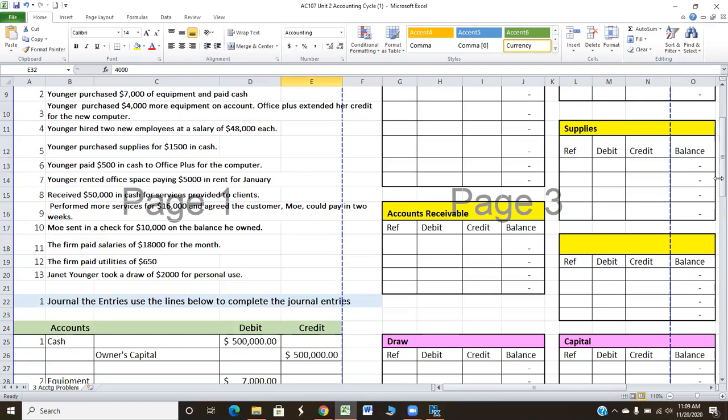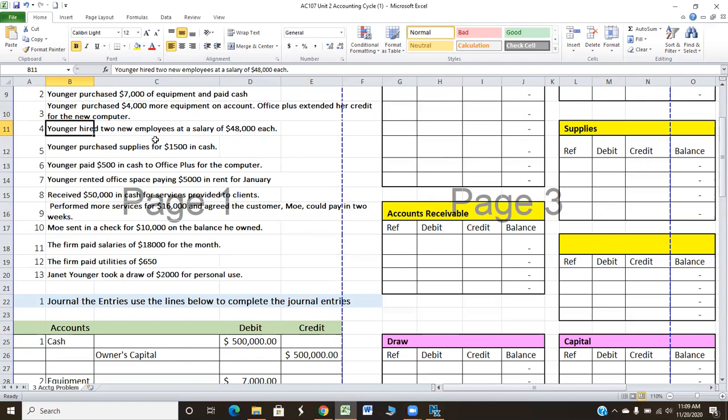That's why I never grade number four. If you put number four a journal entry, I don't mark it wrong. I don't take off points because it is a trick and it shouldn't be there. What this is telling us, though, just so you have an FYI as to why it exists, Younger hired 2 new employees at a salary of $48,000 each. That's all it's saying, they just hired 2 new employees. This is what their salary is going to be. They're not being paid their salary. They haven't worked yet. They just got hired.